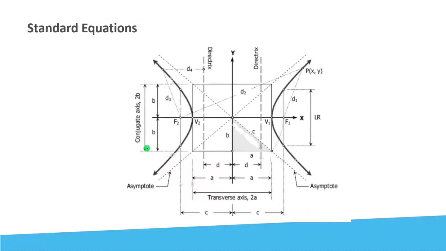Okay, so first take a look at the graphical representation, or an example of a hyperbola. So the hyperbola here is this one. We have a transverse axis, which is the distance between the vertices of the hyperbola. This one, v1, v2. Now we have also the conjugate axis, this one.